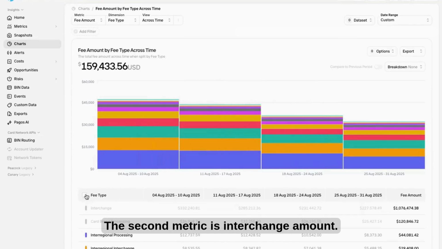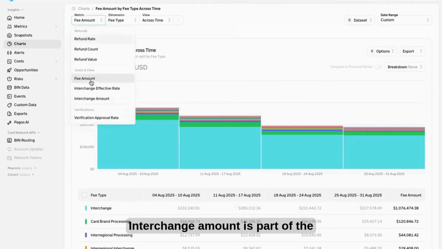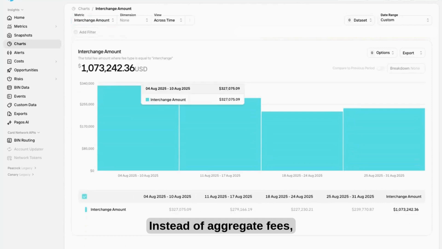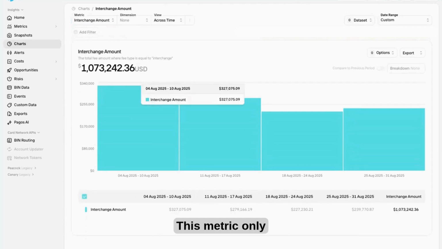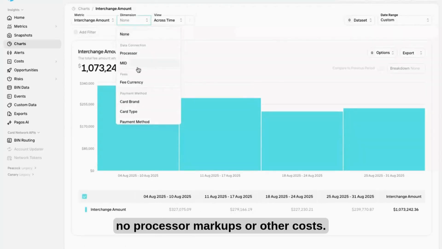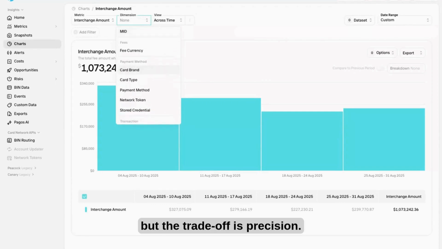The second metric is interchange amount. Interchange amount is part of the transaction level fee reporting. Instead of aggregate fees, you're looking at interchange cost attributed to individual transactions. This metric only includes interchange, no processor markups or other costs. The dollar amount will be lower than fee amount, but the trade-off is precision.